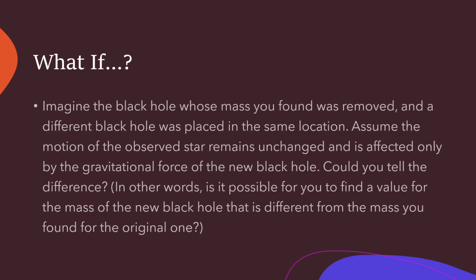All right, and so if you imagine the black hole is just replaced with another black hole in the same location, and the motion of the star remains unchanged, and the only force is the gravitational force, could you tell the difference, aka can you determine a different mass value? And the answer is no, because the motion of the star is determined completely by the force of gravity, and so if it remains unchanged, that means the mass must remain the same for the black hole.